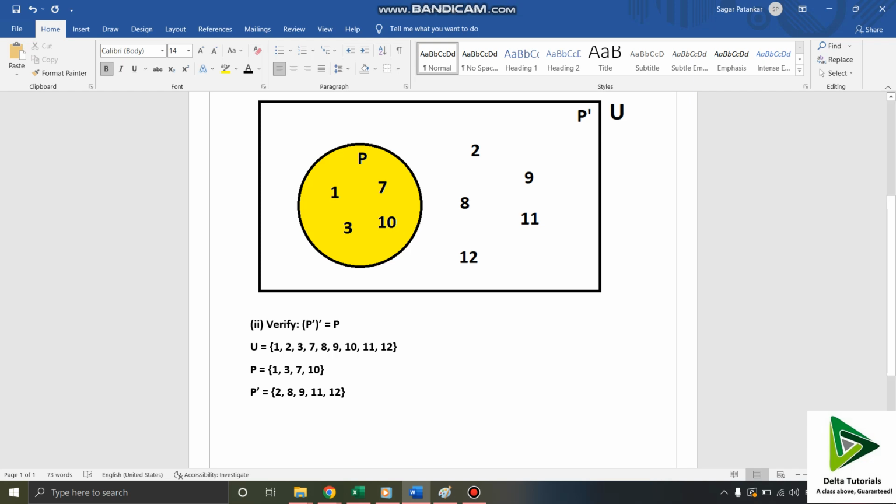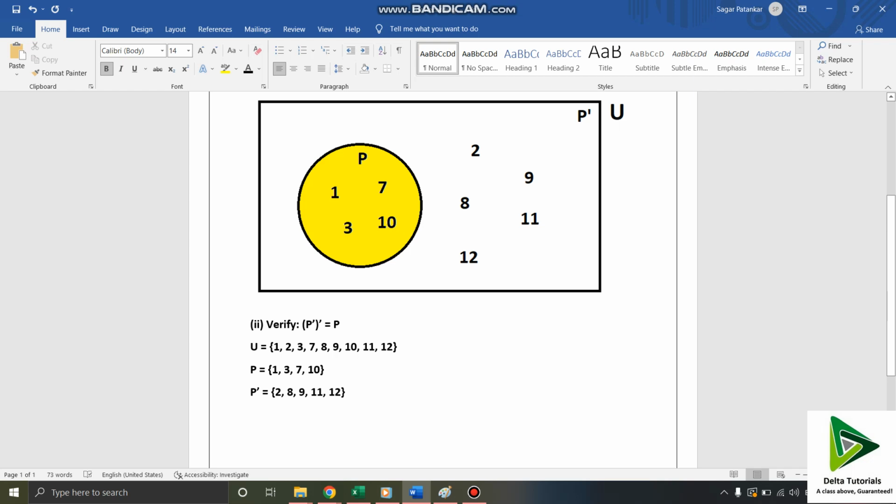Now we have to verify that the complement of P complement is nothing but P. P complement means the elements 2, 8, 9, 11 and 12, and the complement of these elements is nothing but the elements other than these. So basically the complement of P complement is nothing but the set P itself. See again, listen carefully. We have to verify that the complement of P complement is equal to P.